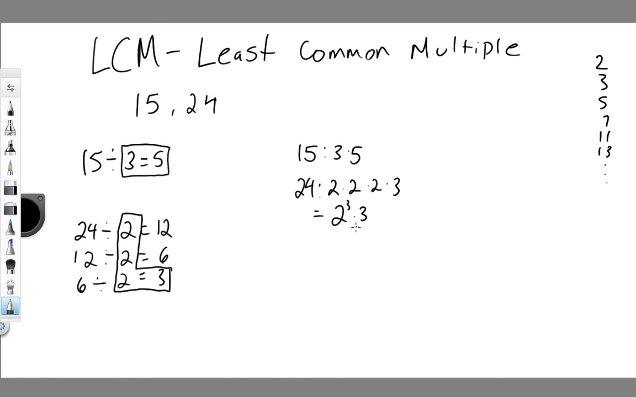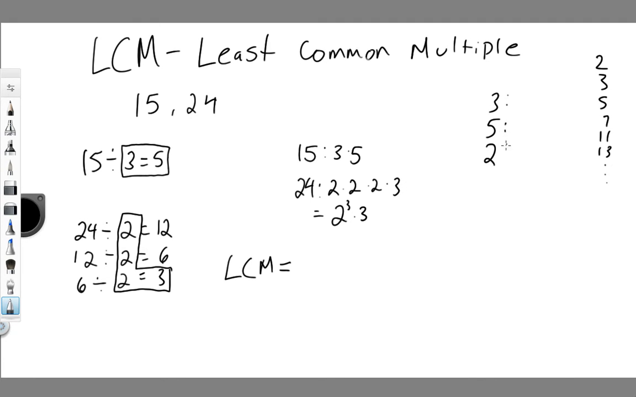For GCF it's pretty straightforward: we look at what's common in each one. LCM is a little bit different. For LCM, we have to find the highest power that occurs for each number that appears in any prime factorization. The numbers we get from these prime factorizations are a 3 and a 5 from the first one, and a 2, and we also have a 3. I don't need to write it, it's already there once.